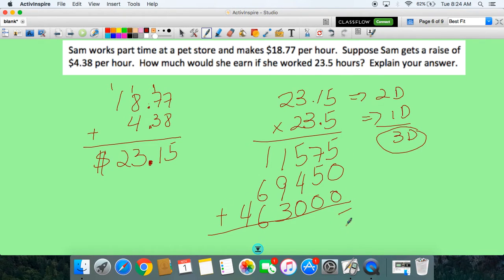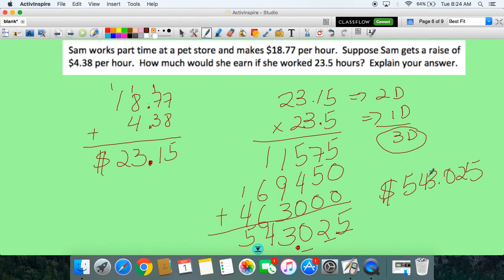So 5, 7 and 5 is 12. Carry 1. 9, 10. Carry 1 again. 9, 10, 11. 13. Carry 1 again. 6 is 12. 13, 14. And carry the 1 gives us 5. So 3 decimal places will make it 1, 2, 3. So she's going to make $543 and this .025.